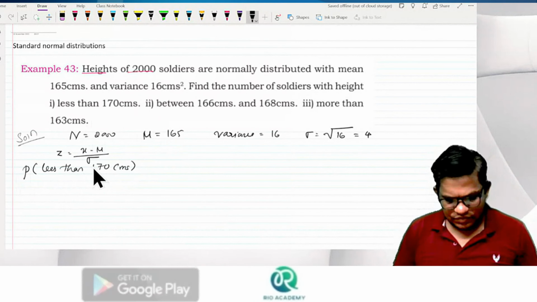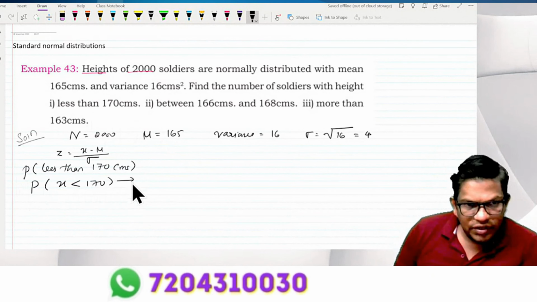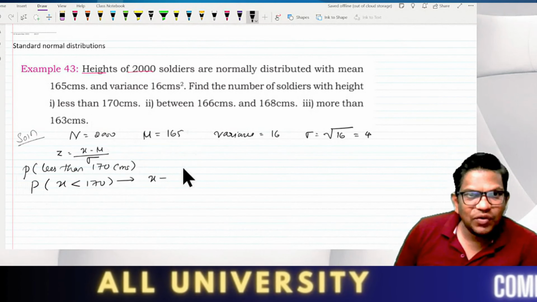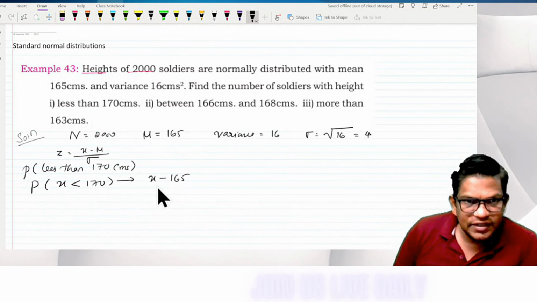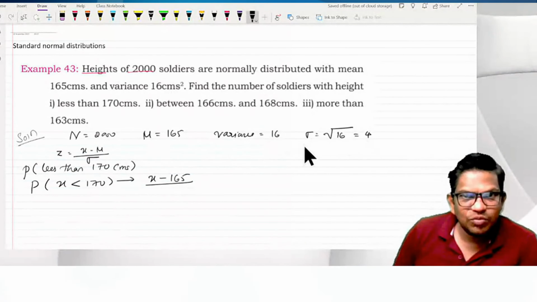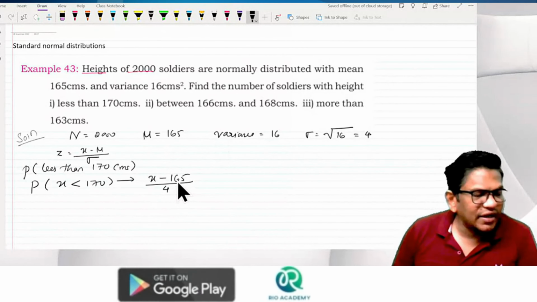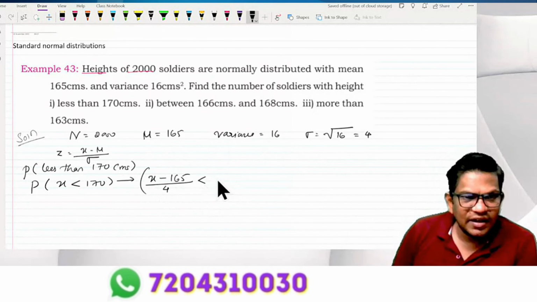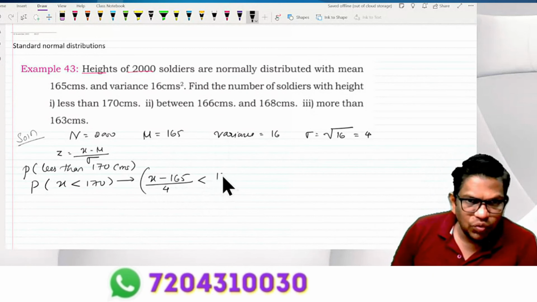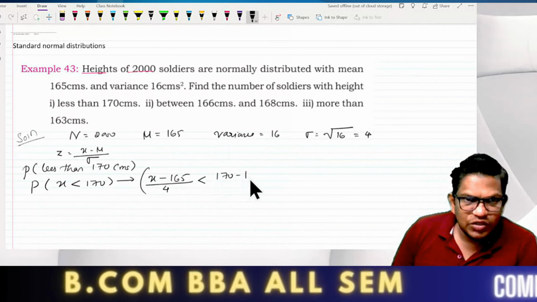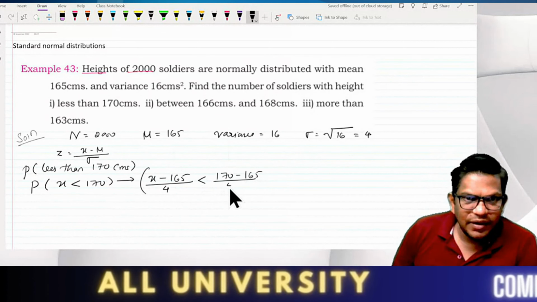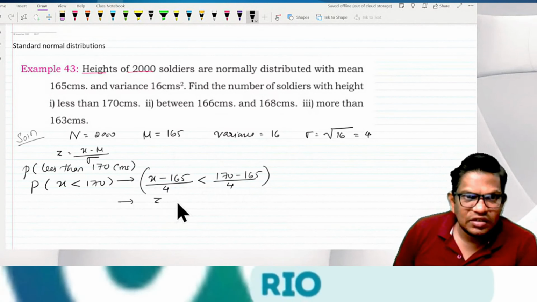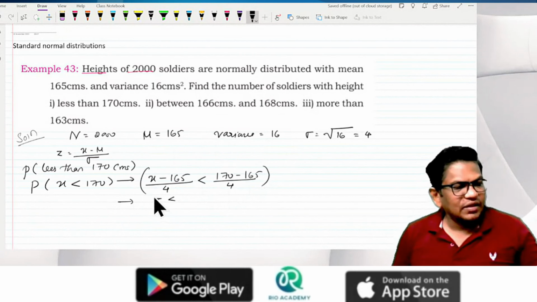Yeah, correct. So x we don't know the value, mu we have, right? What is mu? 165 is the mu, divided by standard deviation, how much? 4. Standard deviation is 4. Similarly, less than this sign, correct? And that has, bacho, 170 minus 165 divided by 4. Can somebody tell me what is the final answer for this?